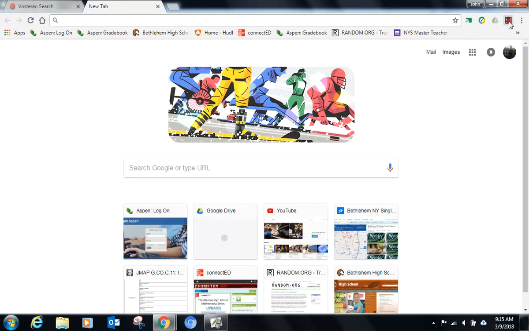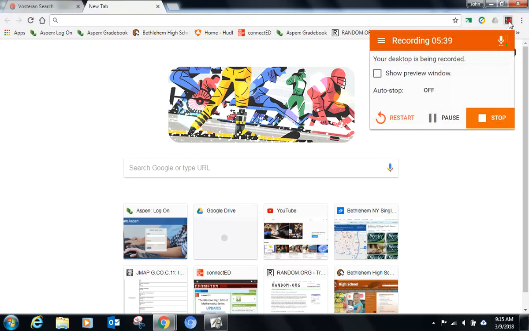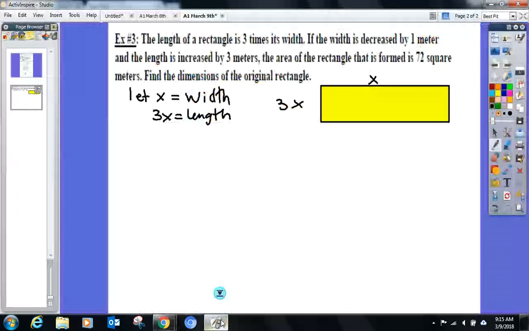Oh, we still in here? Yeah, buddy. All right, ready? The width. What do we call the width? X. Decreased by 1 meter. This is being decreased by 1 meter. What should I put with it then if it's being decreased by 1 meter? Okay, you guys are with me. Good. And the length is being increased by 3 meters. What should I put with the 3x? All right.